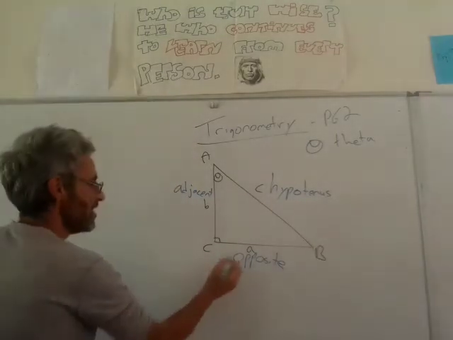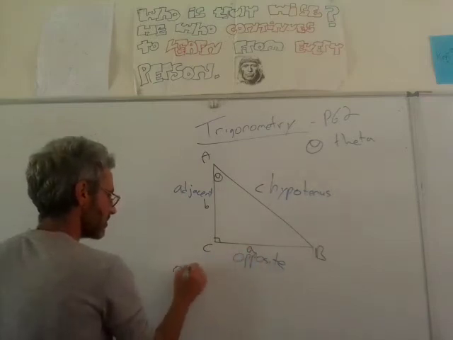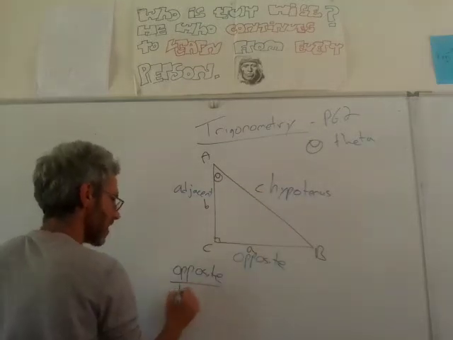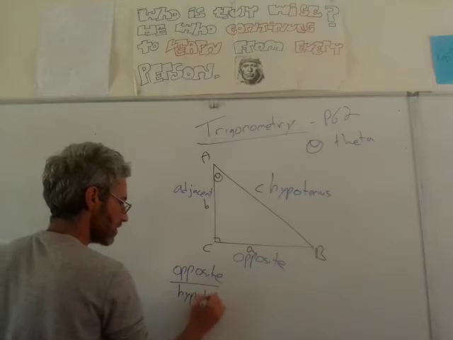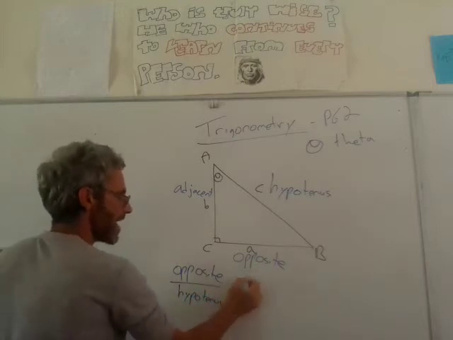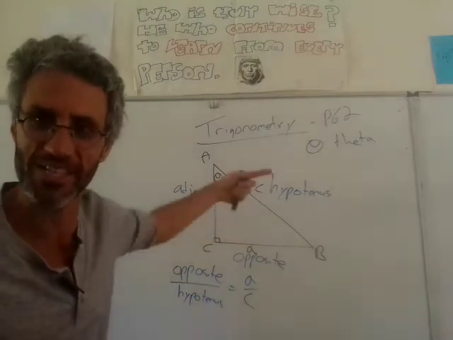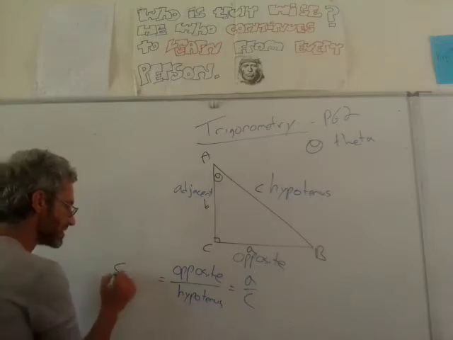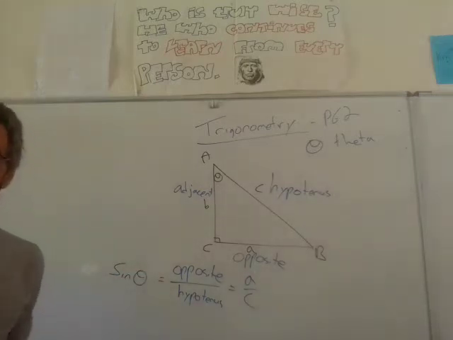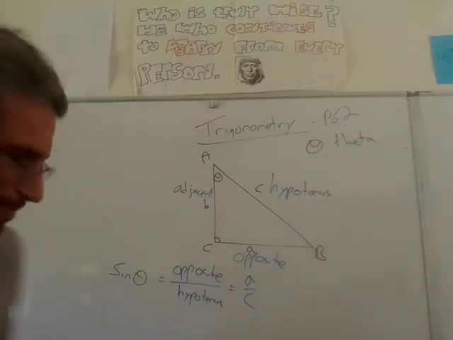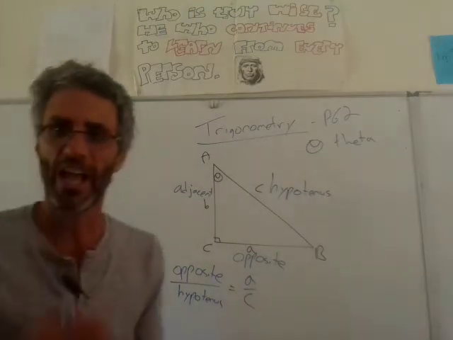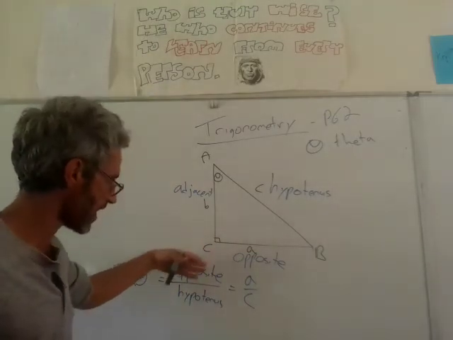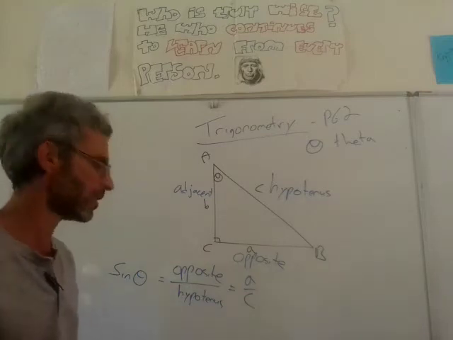Here we go. If I look at the opposite side and I divide it by the hypotenuse, in this case it's a over c. It's not always going to be a over c, but in the language of this triangle, it's a over c. That's going to be called sine theta, S-I-N theta. It's basically a ratio between the opposite side and the hypotenuse.